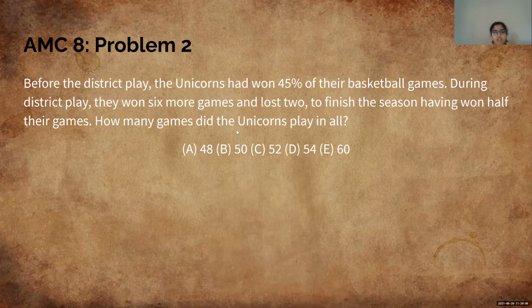Before the district play, the unicorns had won 45% of their basketball games. During district play, they won 6 more games and lost 2 to finish the season having won half their games. How many games did the unicorns play in all? In the chat, type your answer.